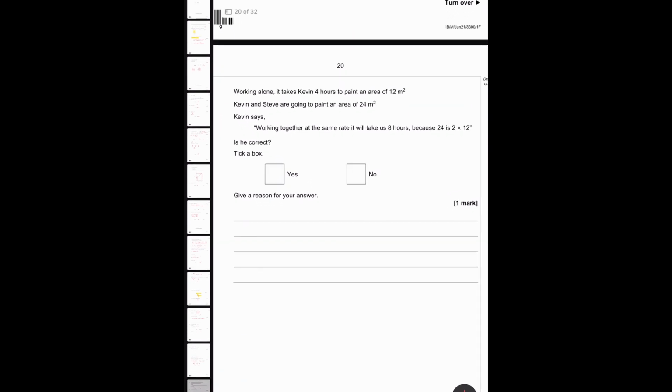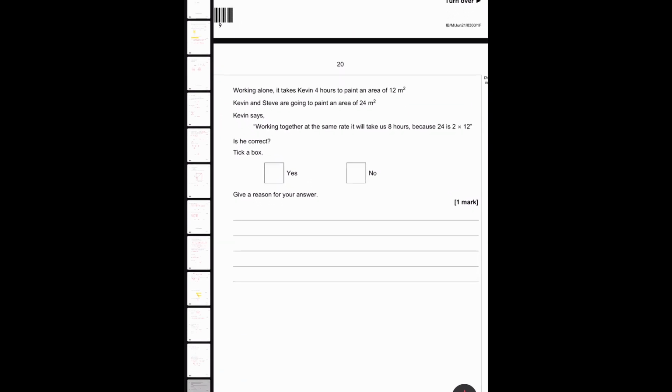Question 24 says, working alone, it takes Kevin 4 hours to paint an area of 12 meters squared. Kevin and Steve are going to paint an area of 24 meters squared. Kevin says working together at the same rate it will take us 8 hours because 24 is 2 times 12. Is he correct? If Kevin was working alone, it would take him twice as long, 8 hours, to paint an area of 24 meters squared.